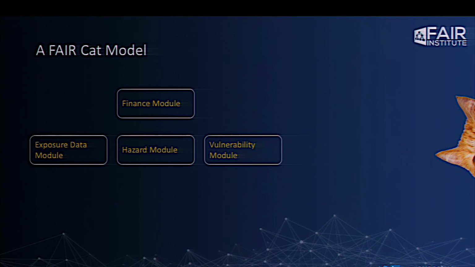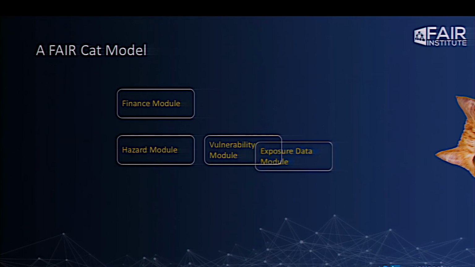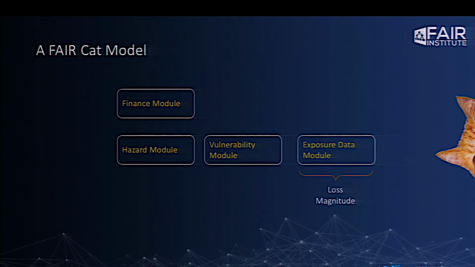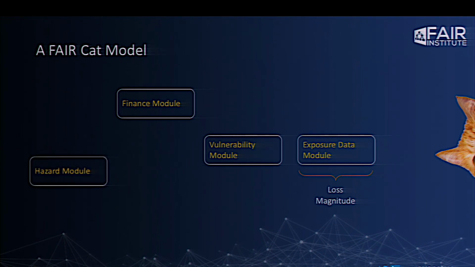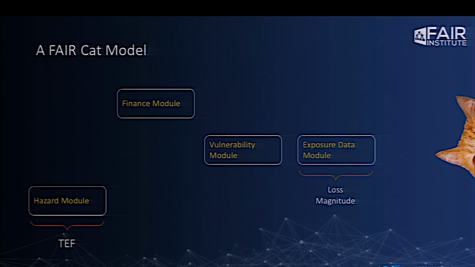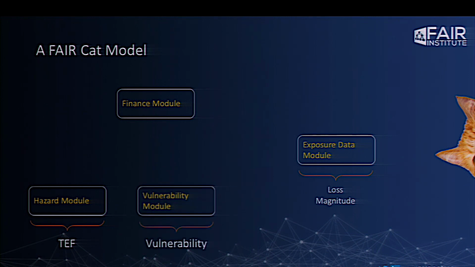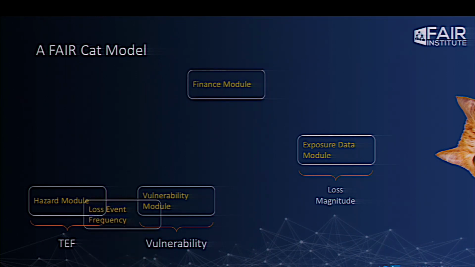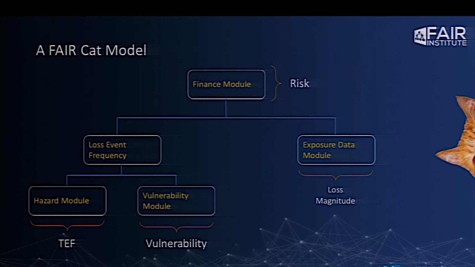Okay, now after all I've said thus far, you're probably asking, how are these CAT models even related to FAIR? Well, I would contend that the exposure module is not all that different than the loss magnitude side of the FAIR model. The hazard module is analogous to the threat event frequency, and vulnerability is coincidentally very similar to how FAIR models vulnerability. And now putting it all together, the finance module bears striking resemblance to the head of the FAIR model, what we call risk.